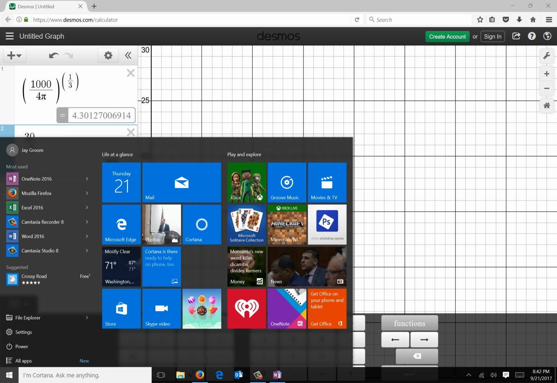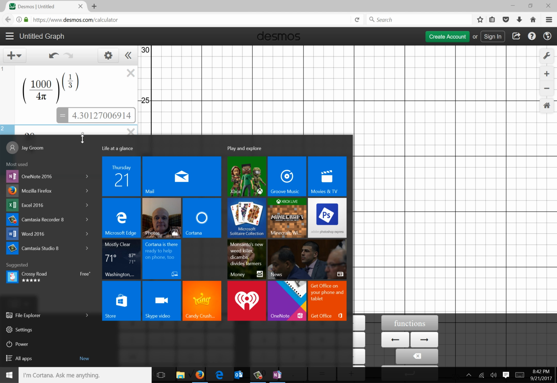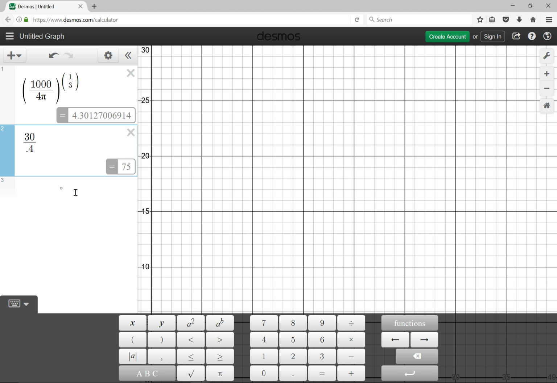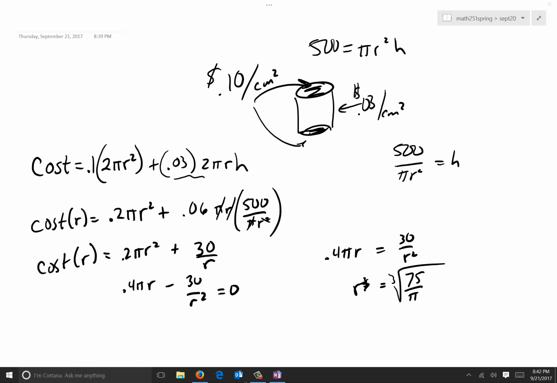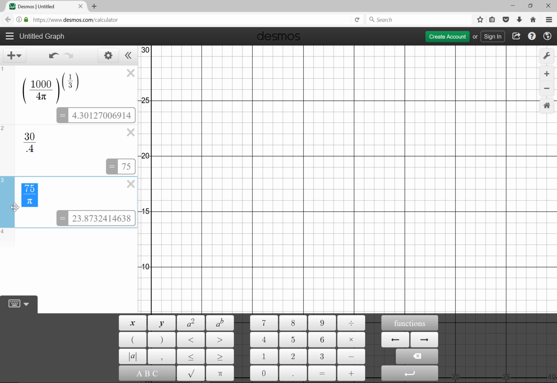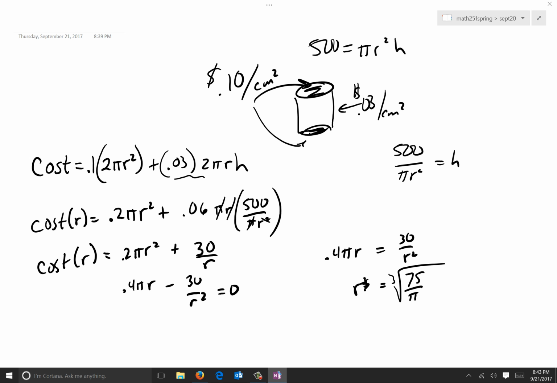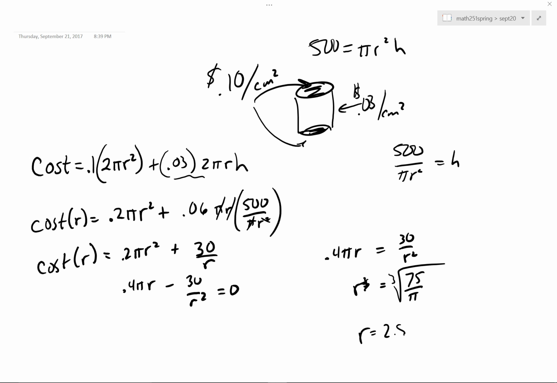Yeah, 75 over pi. Let's do that while we're here. So 75 divided by pi. And then, of course, what I want to do is cube root that. If you cube root it, you get 2.88 is the radius. So the radius is 2.88.